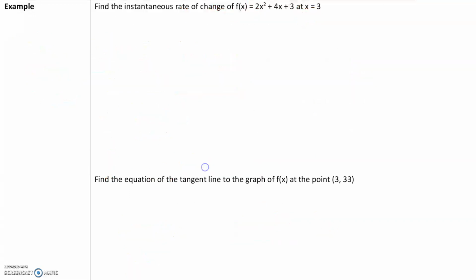Okay, let's do one last example. Find the instantaneous rate of change of f of x equals 2x squared plus 4x plus 3 at x equals 3, and then find the equation of the tangent line at the point (3, 33). So to find the instantaneous rate of change, remember, it's always using this. We have limit as h approaches 0 of f of x plus h minus f of x, all of that divided by h. So first, let's find f of x plus h.